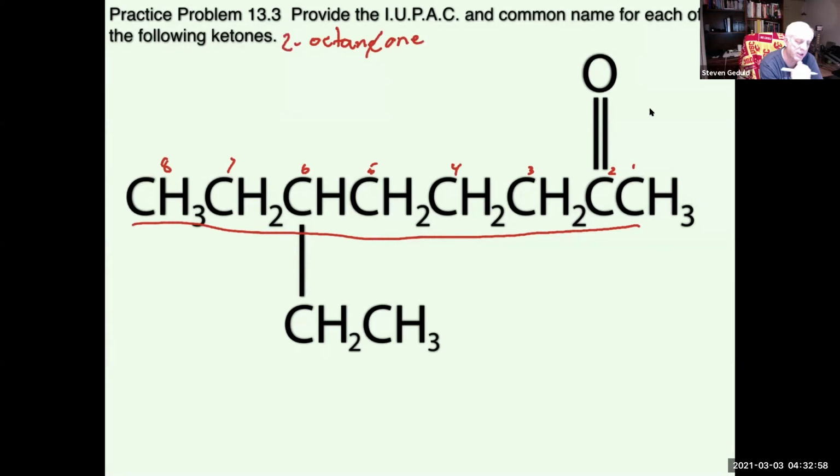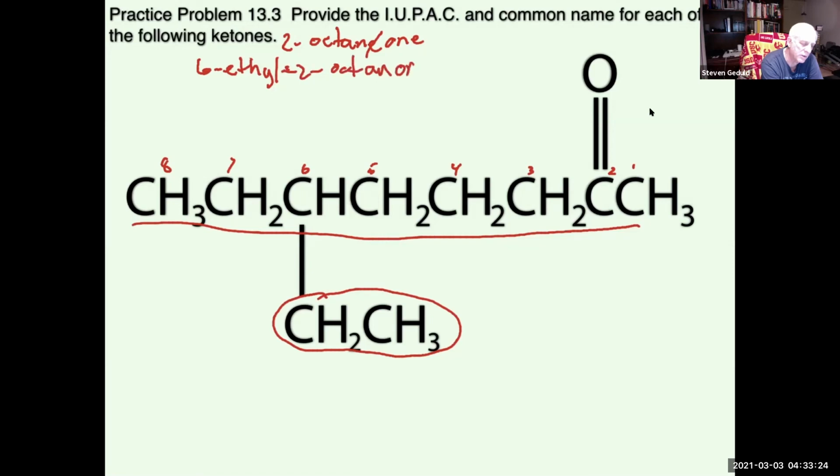So this is 2-octanone. Now there's a substituent, there's an attachment here. At the number 6 carbon, we have a 2-carbon attachment. 2 carbons is ethyl. So we have 6-ethyl, dash, 2-octanone. That's your IUPAC name. So 6-ethyl-2-octanone.